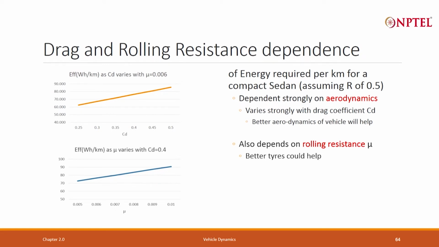Now, remember that you can't do too much about the area, it was CD into area. So, area you can't do too much, CD is one thing that you can change, and the other thing is mu. This is not as bad, but even here it goes to 70 to 90. Here it goes from 60 to almost 88, 90. Here it goes 72 to 90, and again I had taken mu to be 0.006. If I increase it, it can get very bad. If I reduce it, it can go down. Now, this means value of a tire.